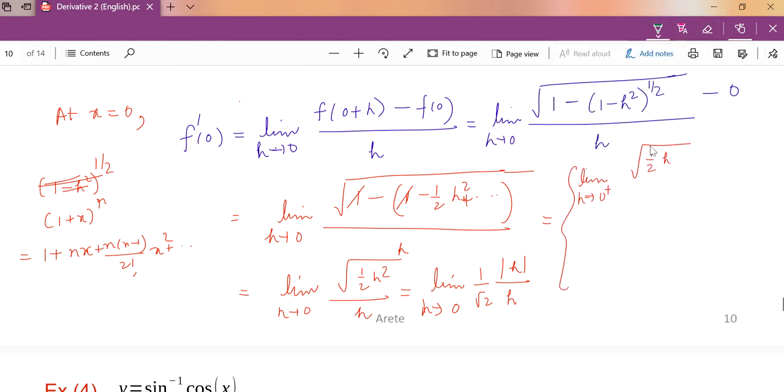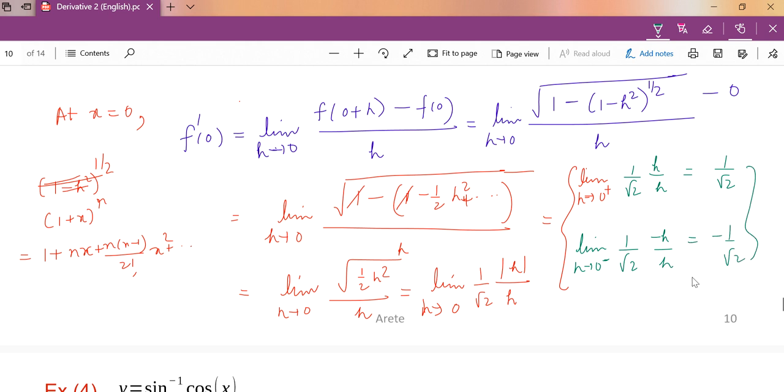Now let's come here. If you are moving towards 0 from the positive side, modulus of h is h. So you get 1 by root 2 h over h, so this limit value is 1 by root 2. If you are approaching from the negative side, what is happening here? Modulus of h will be minus of h upon h. So this is minus 1 by root 2.